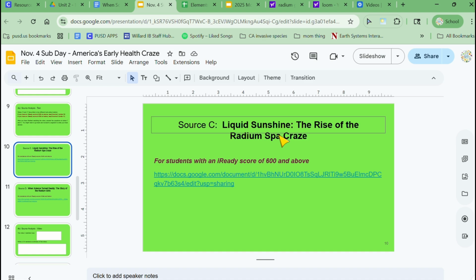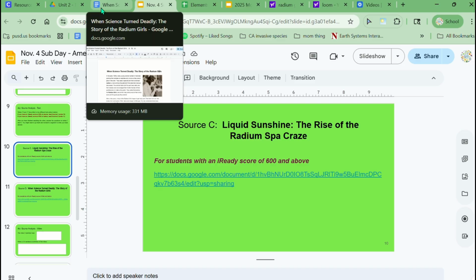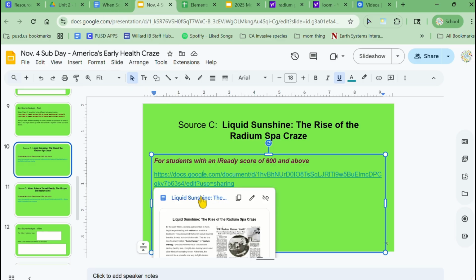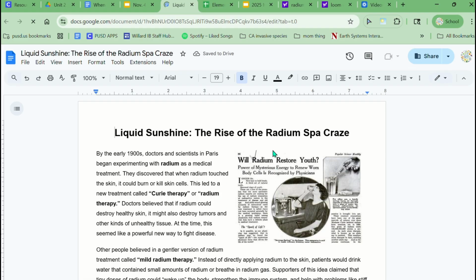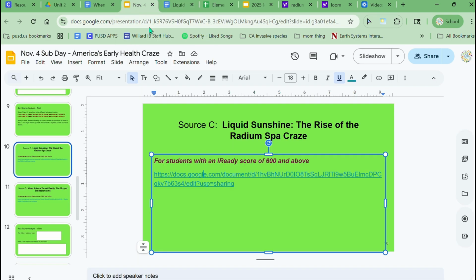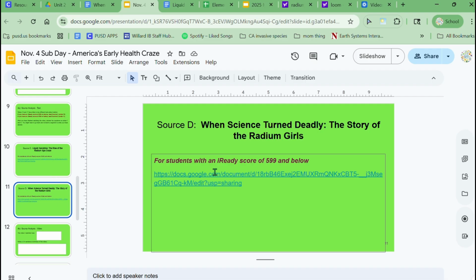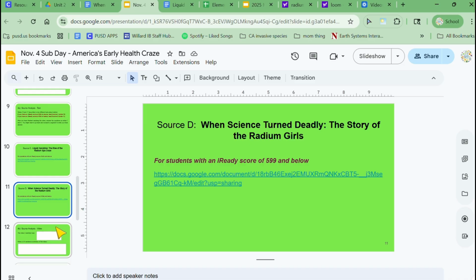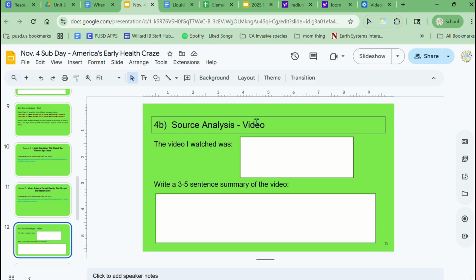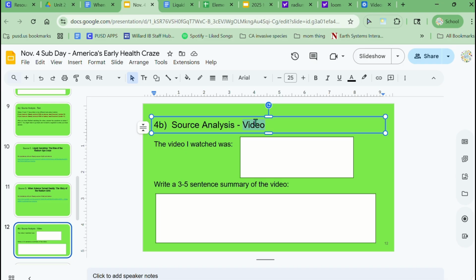Source C is called Liquid Sunshine, and that link will take you here. You're going to read about the rise of the radium spa craze. If, however, you've got an iReady score of 599 or below on your last assessment, you're going to read this one, which is about when science turned deadly, the story of the radium girls. So after you've read it through, you've got to change this to reading.